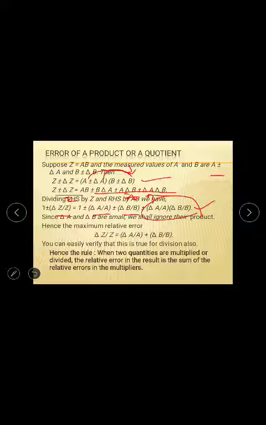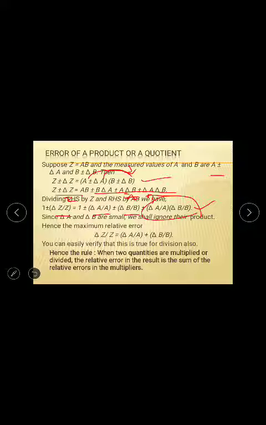So what is the rule for it? When two quantities are multiplied or divided, the relative error in the result is the sum of relative errors in their multipliers. As we have seen already, the relative error is the ratio of mean absolute error to the true value. So delta A upon A is the relative error of A. Delta B upon B is the relative error of B. So the relative error in the result is the sum of relative errors in their multipliers. So this is a rule.